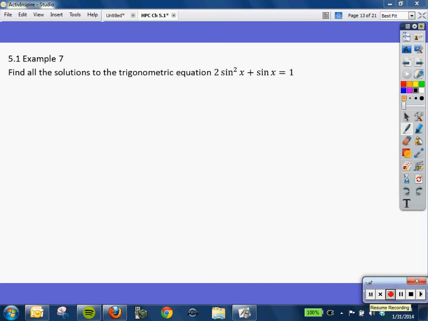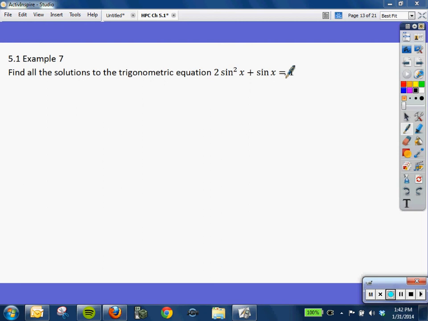All right, so for example 7, we're going to find all the solutions to the trigonometric equation 2 times sine squared x plus sine x equals 1. So now the one thing that's different is we're not finding the solutions from 0 to 2 pi. We're finding all the solutions. So we're going to have to generalize some things. And also this one's a little bit different of a type of factoring problem here.